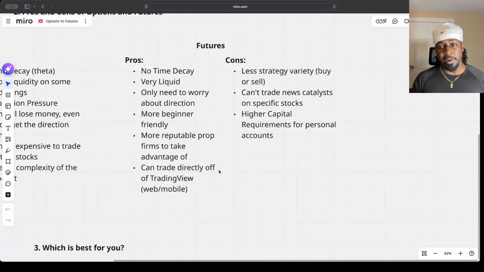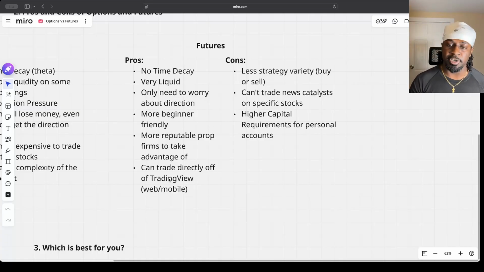Another pro, there are more reputable prop firms to take advantage of. I see some option prop firms popping up here and there, but they're kind of new and I don't really see many people talking about them online. But if you search them up, you will see people talking about these futures prop firms: Tradeify, Lucid Trading, Take Profit Trader. I use a couple of those, and they pay out, and they are reputable.